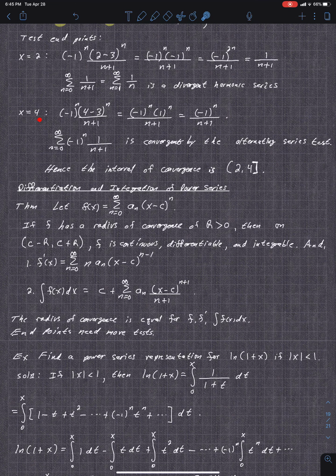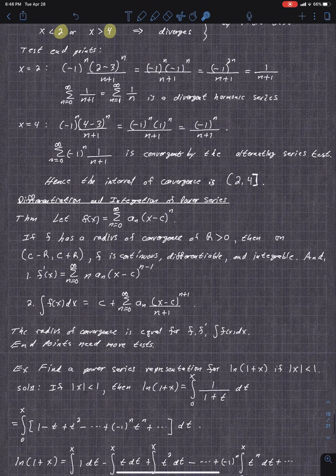Okay, then for x equals 4, you put in 4, subtract, and you get a positive 1. So this is just 1; it's gone. So this is alternating. If you rewrite it in this form, it looks a little better. You get an alternating series, and that's convergent by the alternating series test. So at 4, it is convergent. So the interval of convergence is 2 to 4, not including 2, including 4. Okay, so work through that if you hadn't already.